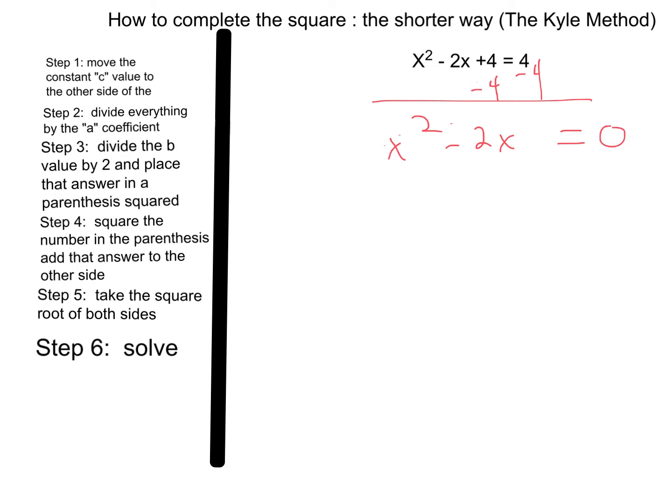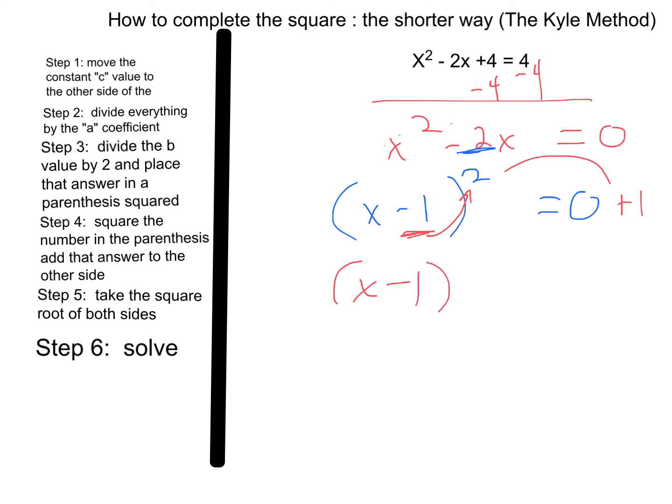Now, divide by the lead coefficient. Well, there isn't one, so we don't have that. So here we go. So now we're going to take this, divide by 2. So x minus 1 squared is equal to 0. Okay, now we do the squaring part. So take negative 1 and square it. We get plus 1. So x minus 1 squared is equal to 1.